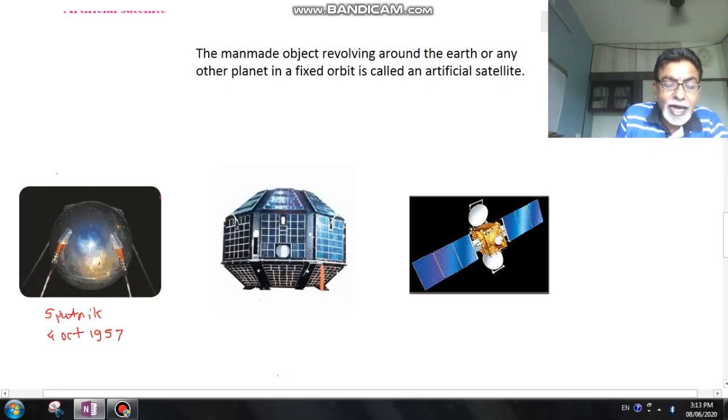This is our Aryabhatta. First Indian satellite sent by a foreign launcher, and it was done on what? 19 April 1975. And these are now modern satellites.